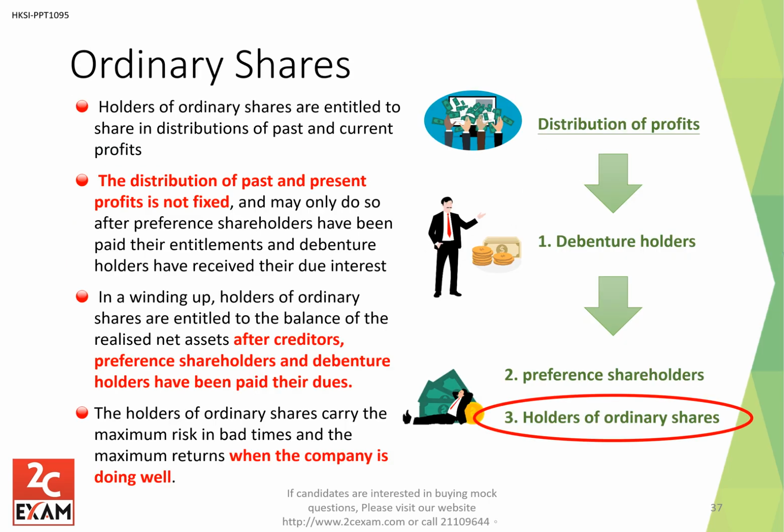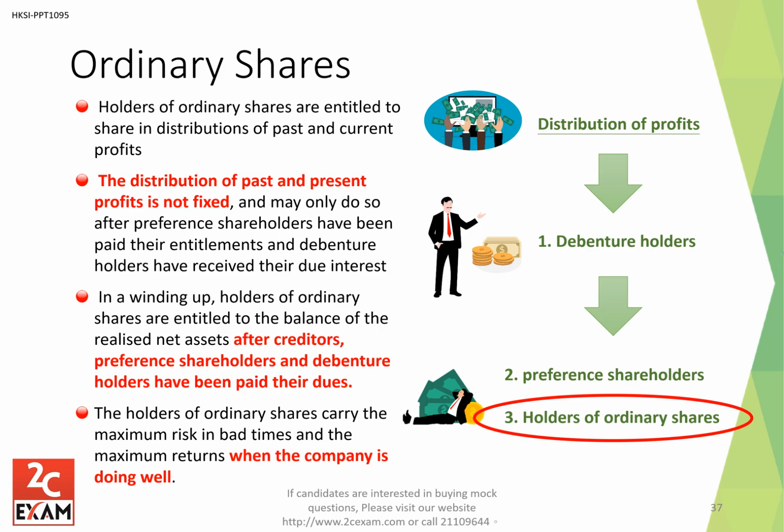What are ordinary shares? Ordinary shares are actually the most common type of stock. It represents ownership in a company held by its shareholders. As a holder of ordinary shares, you are entitled to share in distributions of past and current profits. This means that when the company makes money, you get a piece of the pie.